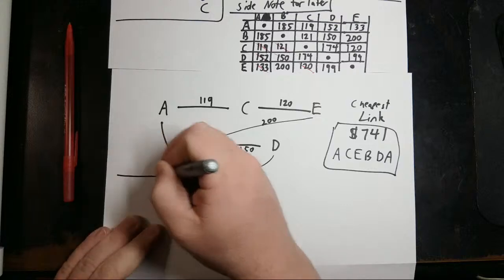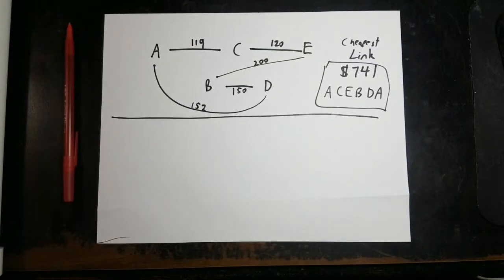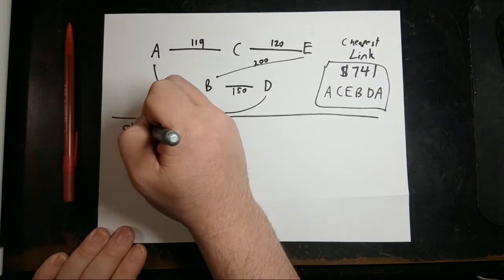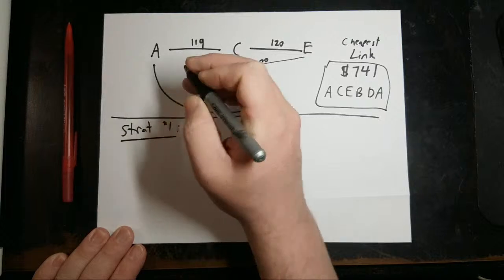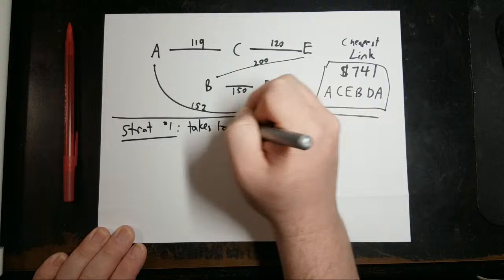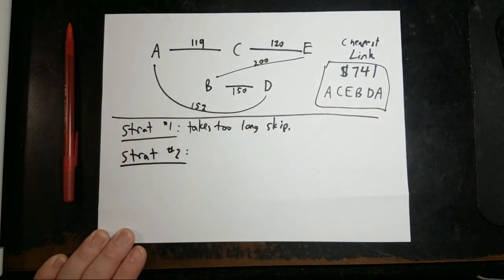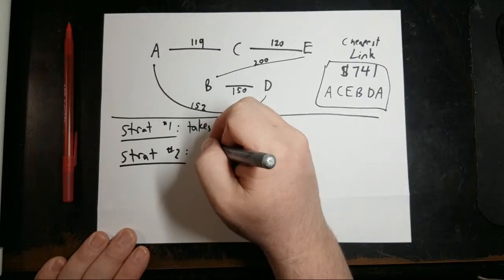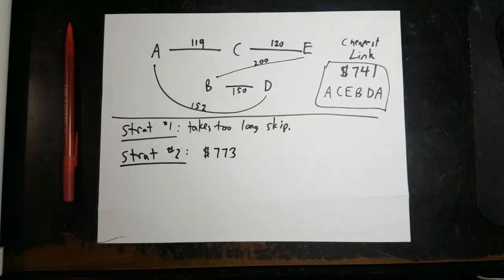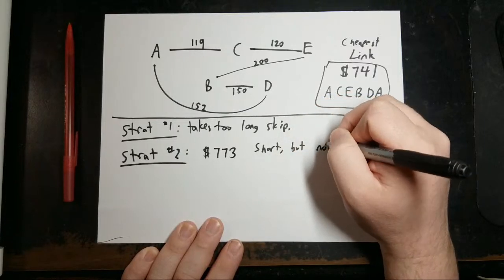Let me recap exactly what just happened with this example with the traveling salesman before we do a different type of example together. So, strat 1 takes too long. Skip. Strat number 2, which was nearest neighbor, got us a sequence of $773. It was short, but not optimal.